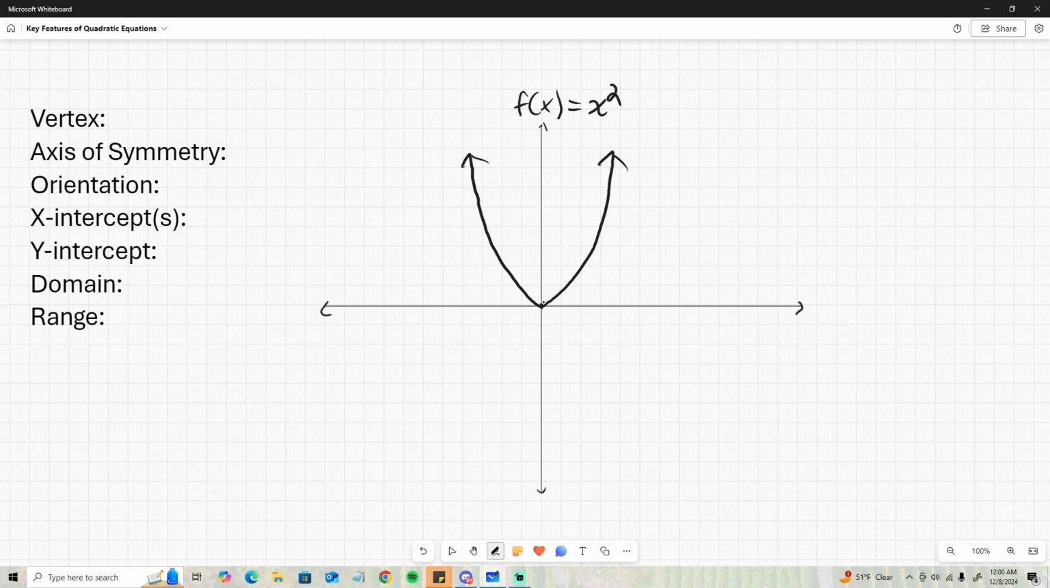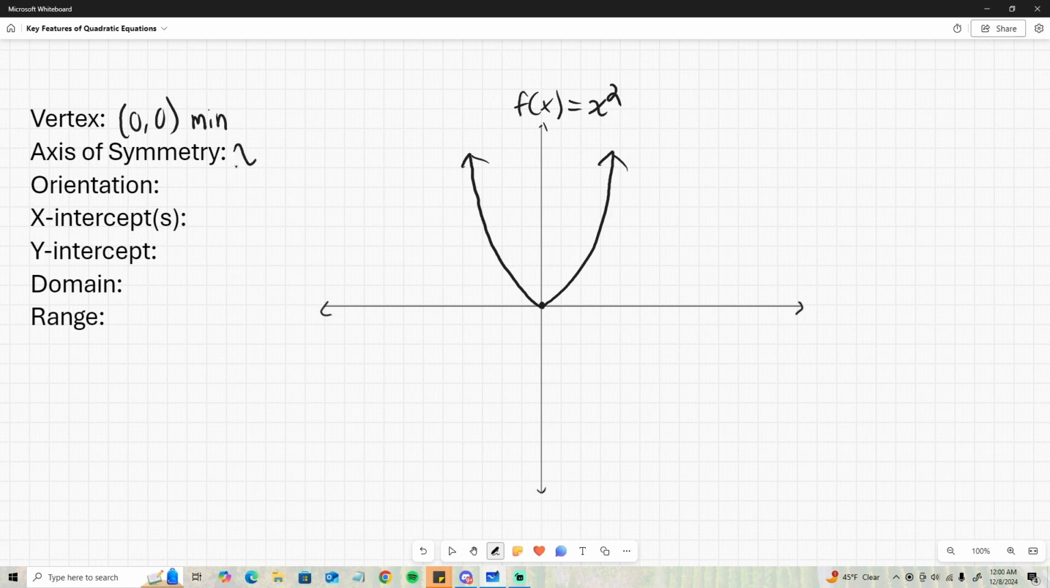So, looking at the vertex, that is either my lowest or my highest point. And so it is this point here, because it goes up from here. This is my lowest point. So my vertex is at 0, 0. And when you find your vertex, specify if it is a maximum or a minimum. This is a minimum.